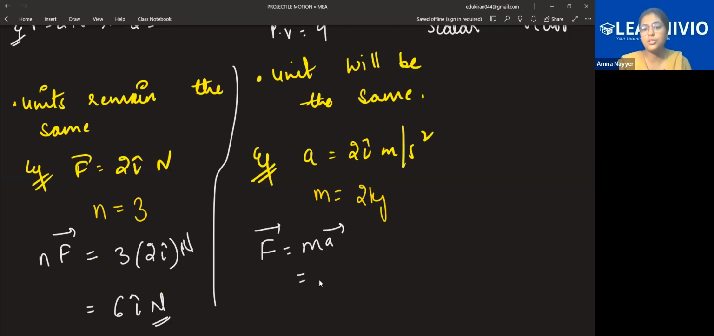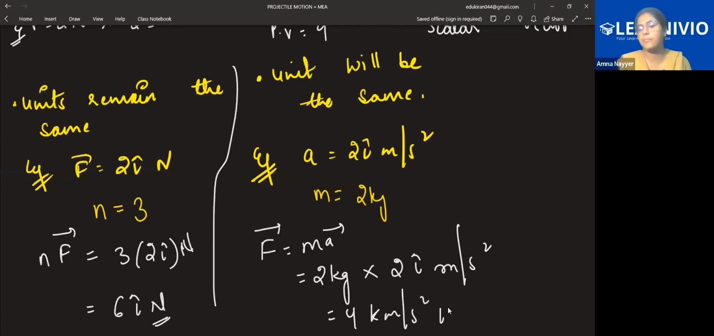So what is mass? 2 kg. Acceleration is 2 I cap meter per second square. So when you multiply, this becomes 4 kg meter per second square I cap. Though this is called Newton also, we already know this unit, this is Newton. But we'll be writing it here in this manner just to show you that the units are the same. Otherwise, the unit of force is Newton only.